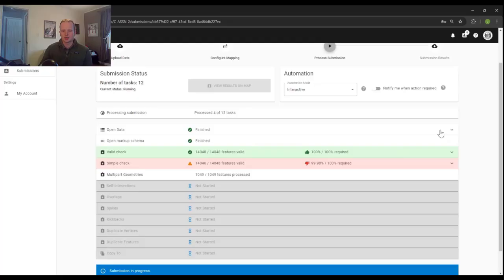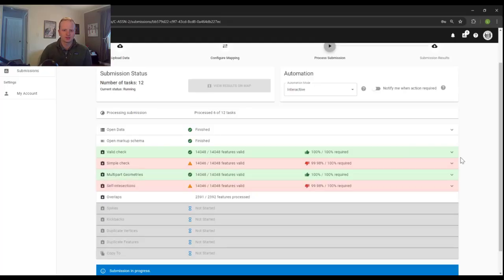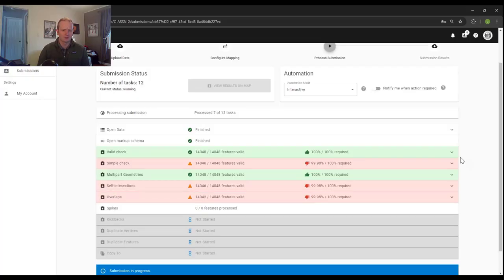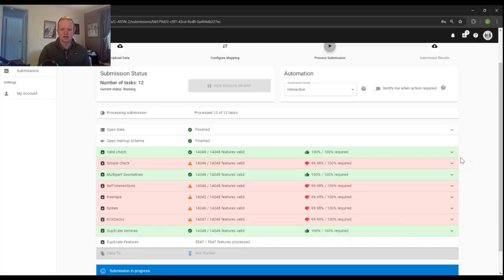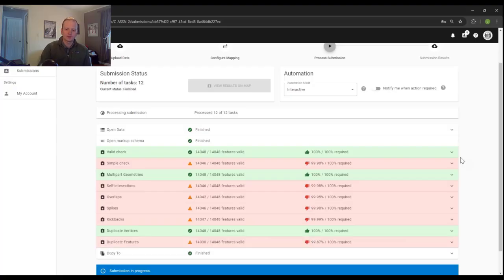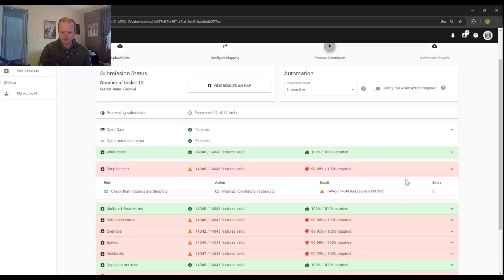So things like checking to make sure that the features meet the OGC definitions of being valid, simple geometries. We're going to look for multi-part geometries, self-intersections, overlapping features, any digitization errors like spikes or kickbacks, duplicate vertices, and duplicate features. When we go through all the steps, it shows us the overall conformance levels for each of these. We'll have some that have 100% conformance, some with lower conformance levels, and we can see that we have a few features that are failing these different checks. So we can see the overall level here.